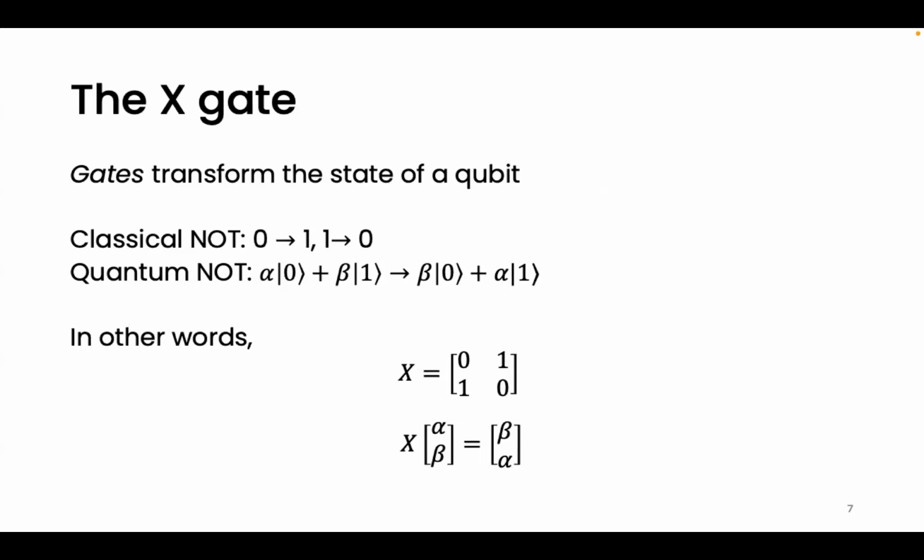And this we can think about as a matrix. If you look at this matrix up here and then you apply it to the vector alpha beta, you'll notice this is like the swapping matrix. If you apply it, then it takes alpha beta to beta alpha. Okay.